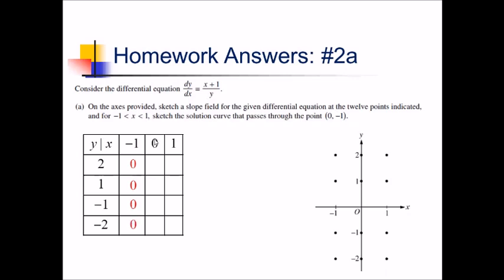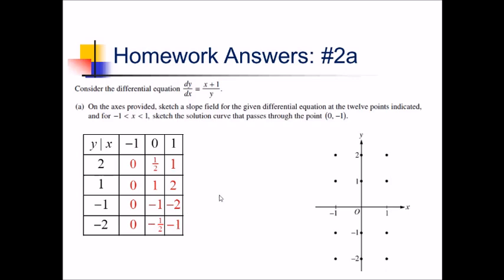Next, if x is 0 itself, well, that means we have 1 in the numerator, so it's going to be 1 over whatever these y values are. So 1 over 2, 1 over 1, which is 1, 1 over negative 1 is negative 1, and this is negative 1/2. Next, I'm plugging 1 in for x, so that's going to be 2 over whatever the y value is. So 2 over 2 is 1, 2 over 1 is 2, 2 over negative 1 is negative 2, 2 over negative 2 is negative 1.